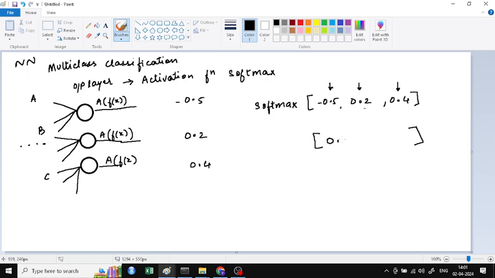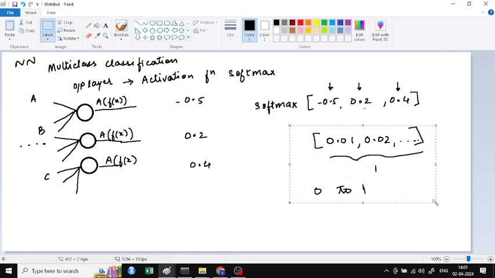So maybe this is 0.01, 0.02 and so on. The addition of all of these should be equal to 1. So this is a k-length vector of values between 0 and 1 so that you can consider them as probabilities. That is what the softmax function is expected to do.